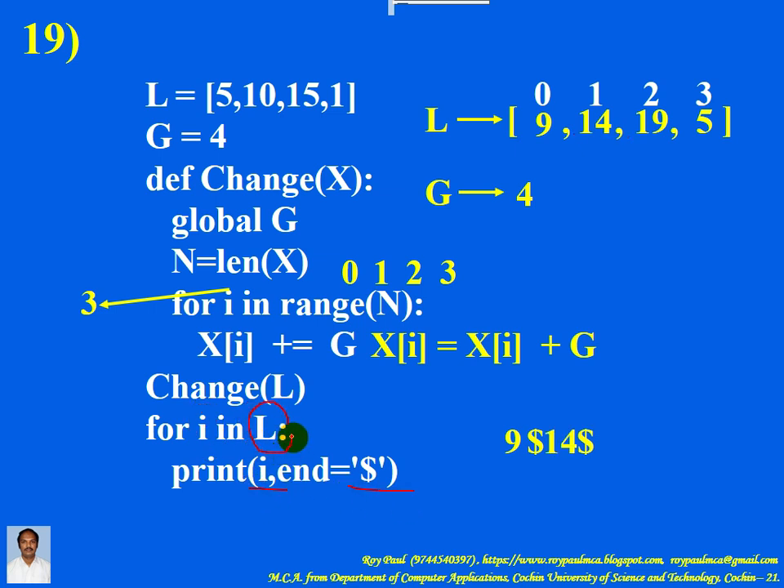The next element of L appears in variable I. So 19 will appear in I. So here you get $19. The last element of L, 5, appears in I. So here you get $5. So when you run this program, this is the final output.